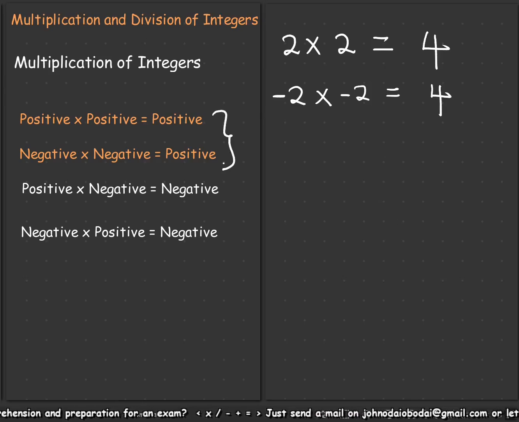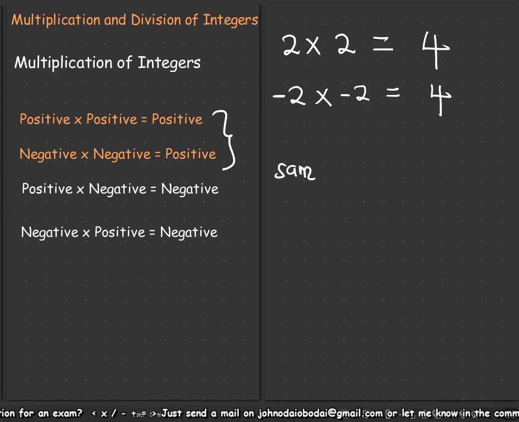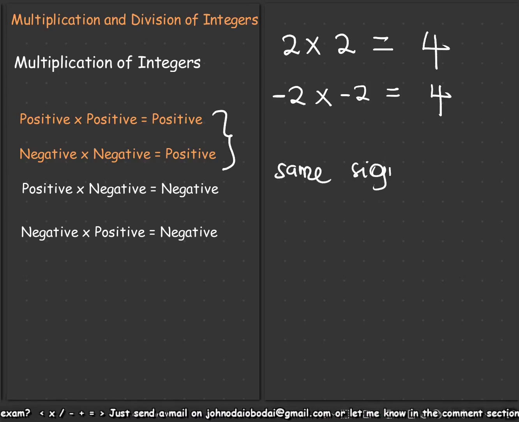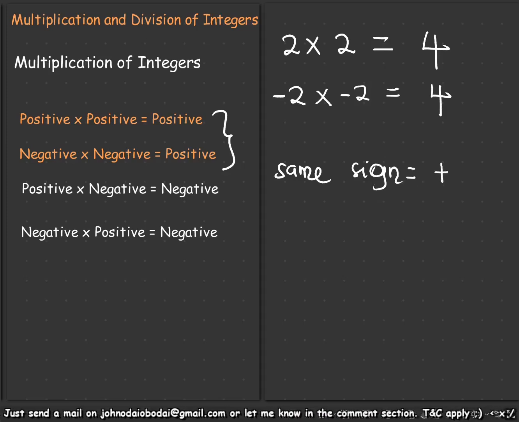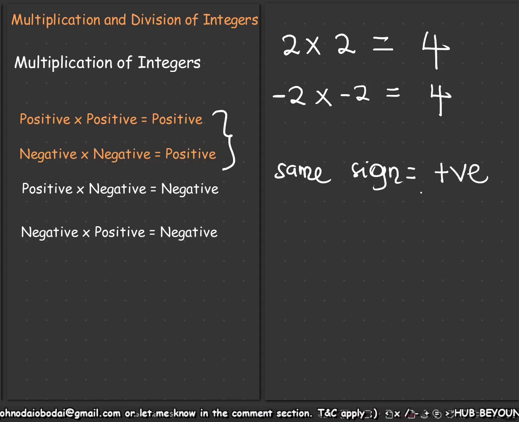These two rules here are similar. You see, what they are saying is, if you are multiplying and the integers are of the same signs, then you are always going to get a positive answer. So if they are both positive or they are both negative, then the product is positive.